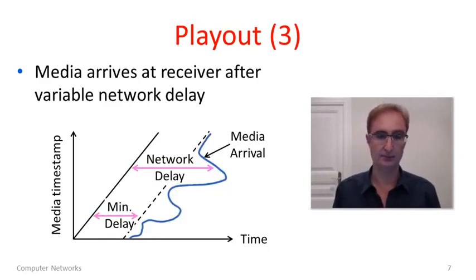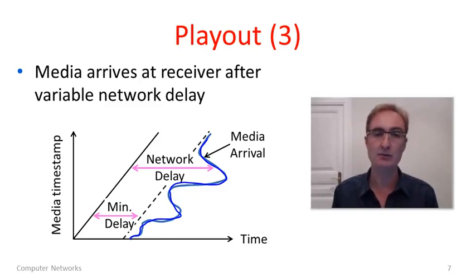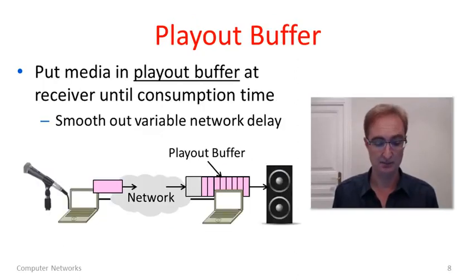Here's a cleaned up version of that picture. And you can see, the blue curve is the important one to remember because it's media arrival. This is when the samples from the VoIP call were produced and sent at a constant rate. This is when they're arriving at the receiver. It's a little bit all over the place. Now we have to work out how we're going to play them out.